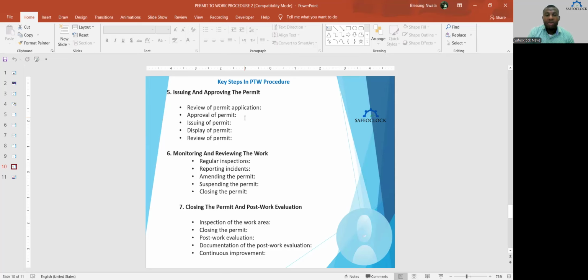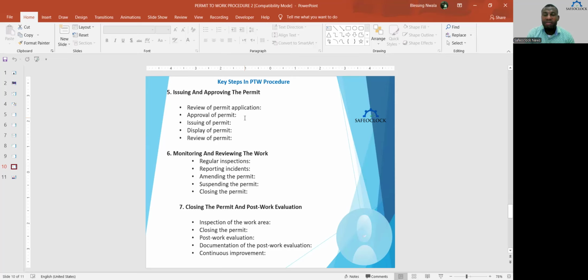Then the monitoring. When the permit has been issued, it should not just be left until the end of the job. There should be routine inspection of the workplace to ensure that the control measures implemented from the beginning are still intact, and to ensure that the workers are following the safe working procedure. So monitoring and reviewing of the work activities should be ongoing until the end of the activity. Then the last phase is the closing of the permit or termination of that permit. Before closing of the permit, the area should be properly inspected.